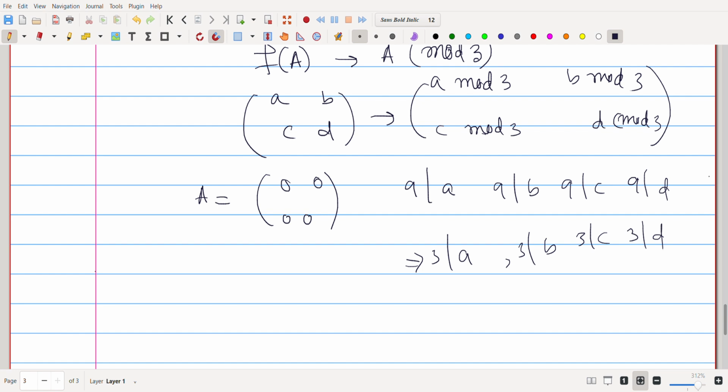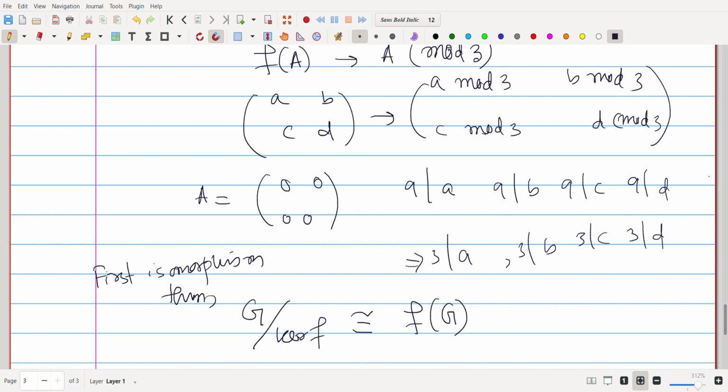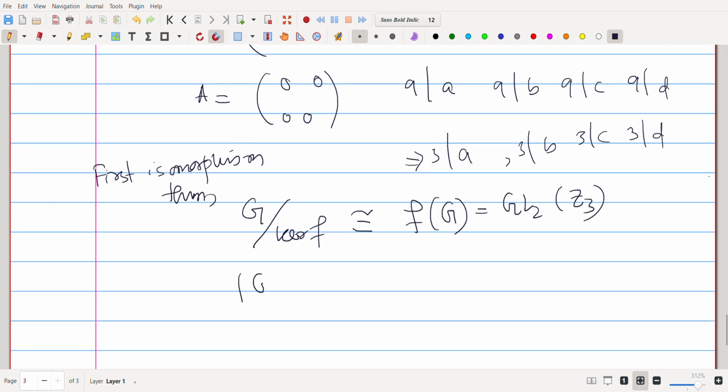So by the first isomorphism theorem, G mod kernel F is isomorphic to F of G. Now from the definition, if you take any matrix in GL2(Z3), you can think of that same matrix inside GL2(Z9) also. Hence this map is onto. So F of G is GL2(Z3). Hence the order of G is the order of kernel F times the order of GL2(Z3).